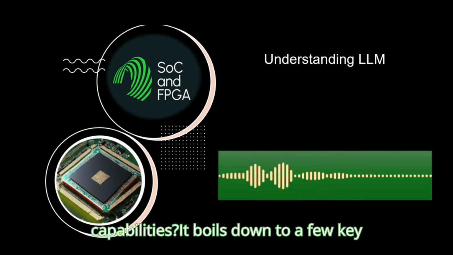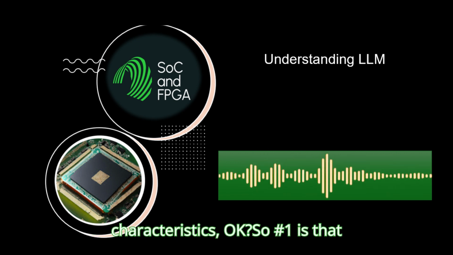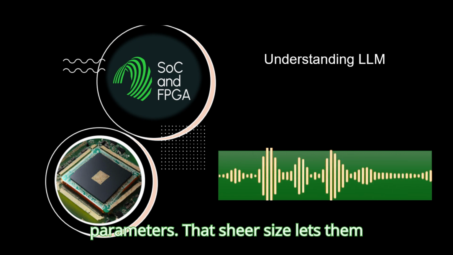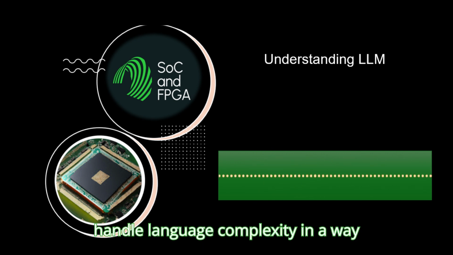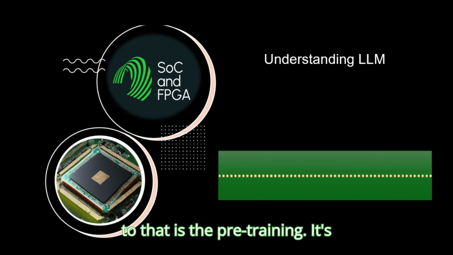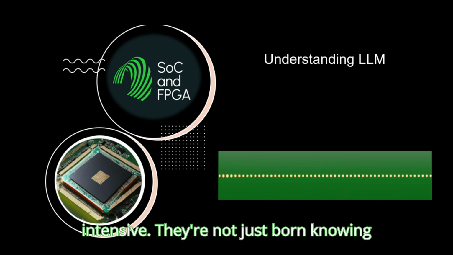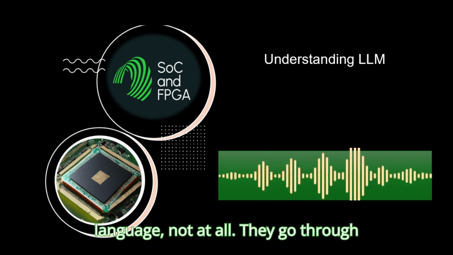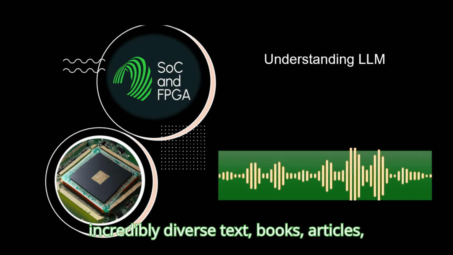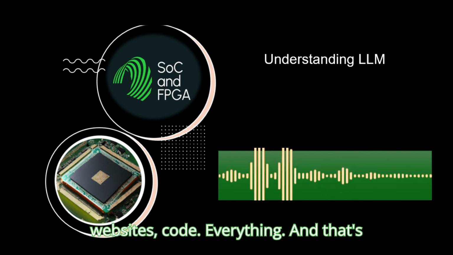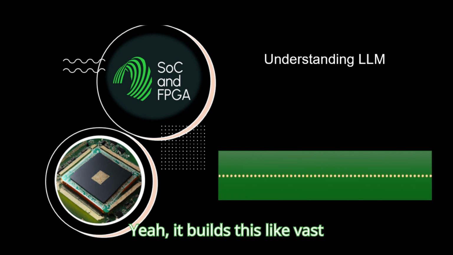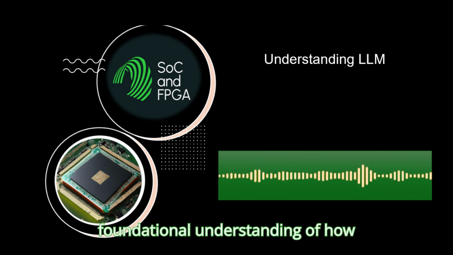It boils down to a few key characteristics. Okay. So number one is that scale, again. Billions, trillions of parameters. That sheer size lets them handle language complexity in a way smaller models just can't. Right. And tied to that is the pre-training. It's intensive. They're not just born knowing language. Not at all. They go through this massive pre-training phase on incredibly diverse text. Books, articles, websites, code, everything. And that's what gives them that broad grasp of language patterns. Absolutely critical. Yeah. It builds this vast foundational understanding of how language works.